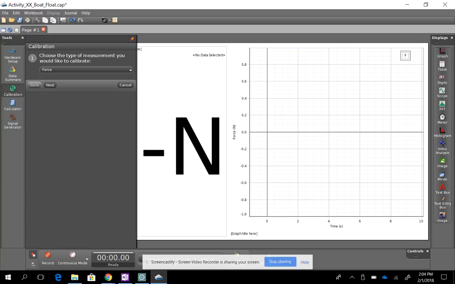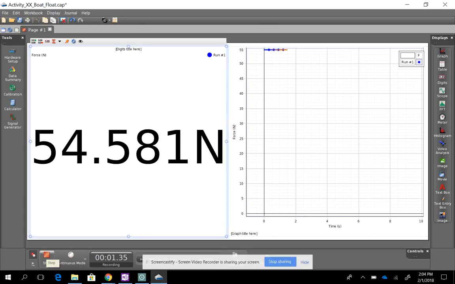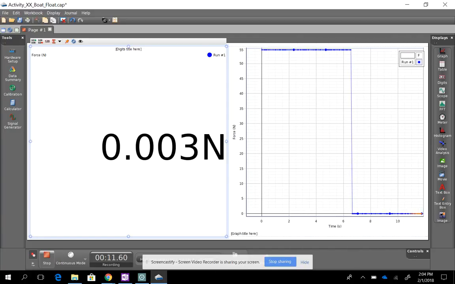So to make a measurement, okay, you guys have used this software last week, right? So you have some familiarity. I'm going to tell it to record. And now it's recording data and it's saying how much force this is measuring. 54 newtons is a lot. I pressed the 0 button and it changed to 0. See how that works, right?